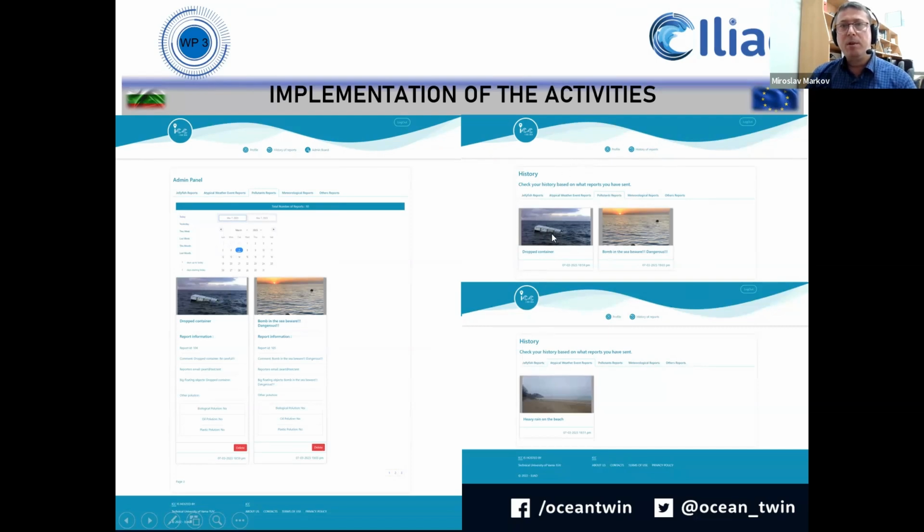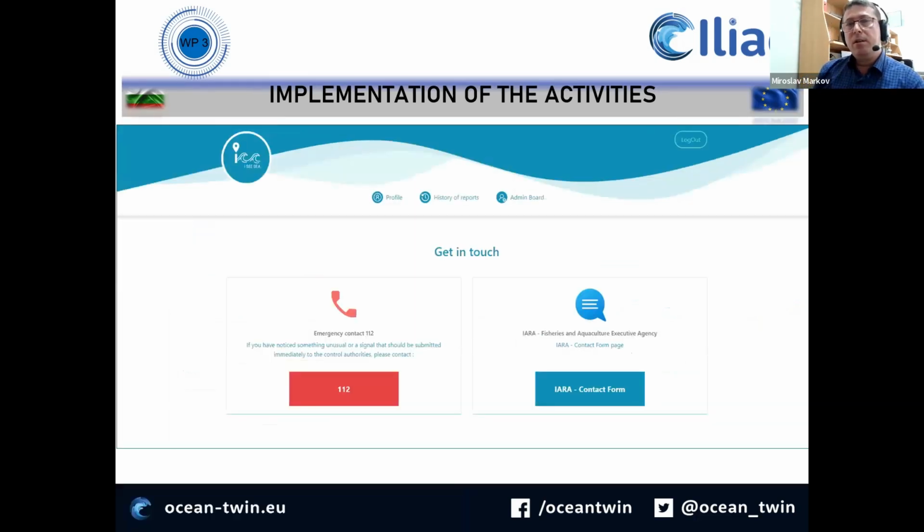Here we have some examples with a drop container into the water, or here even a bomb. And also in the category of meteorological events, the heavy rain on the beach. There is a screen also for fast connection to some organizations. The first one, the call for emergency, and also here we have added the Fisheries and Aquaculture Executive Agency, but there will be more organizations added. Again, this is the current version. It is still not deployed, not hosted, but will be probably in the upcoming weeks or month.